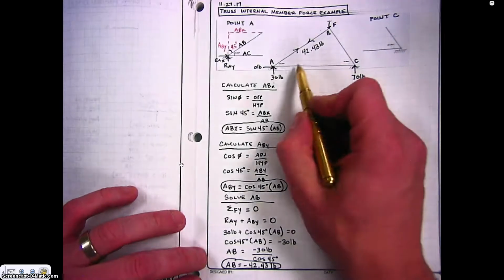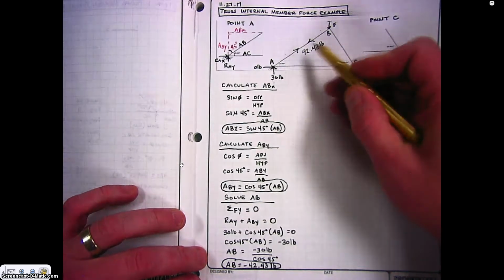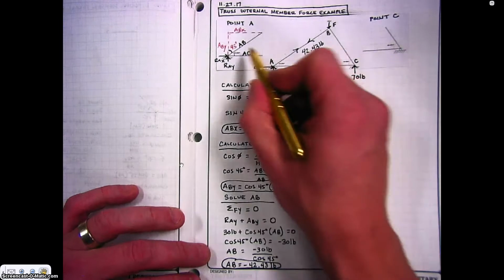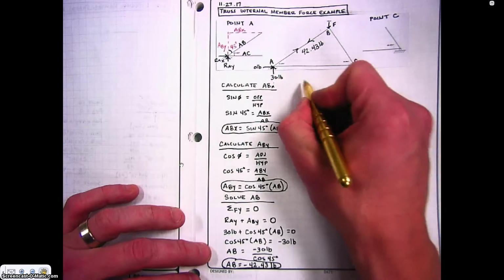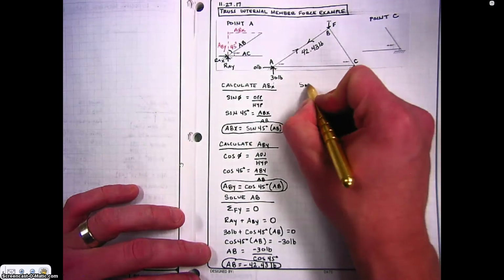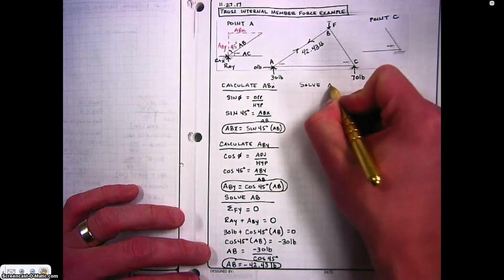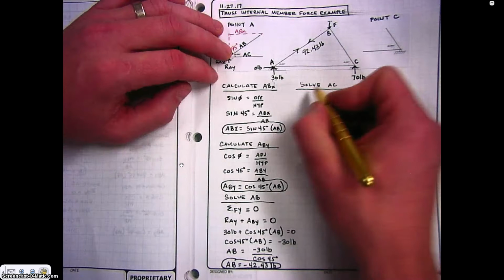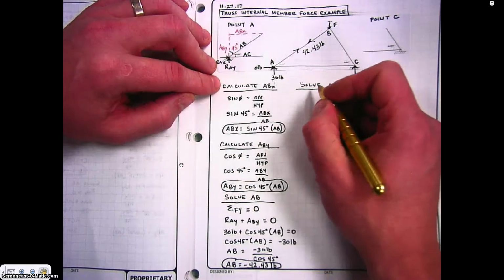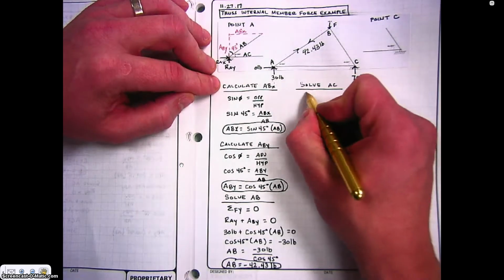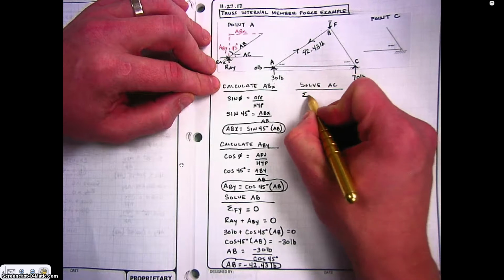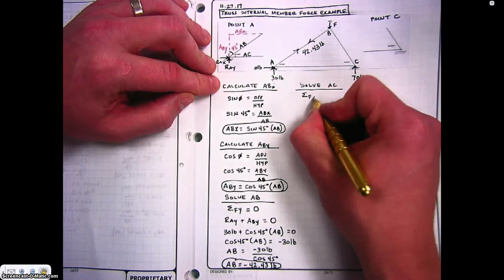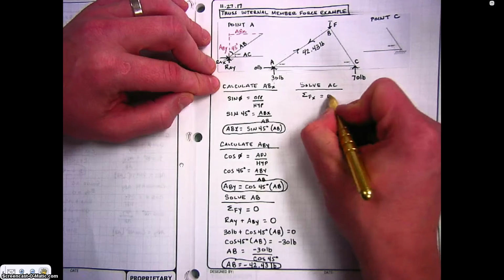Alright, so the next thing we'll calculate, since we have member AB calculated, is member AC. And so, again, we're going to solve for member AC. So I'll go ahead and write that. Solve for AC. Okay, so again, to solve for AC, all we need to do is sum the forces in the x direction, and they have to equal 0.